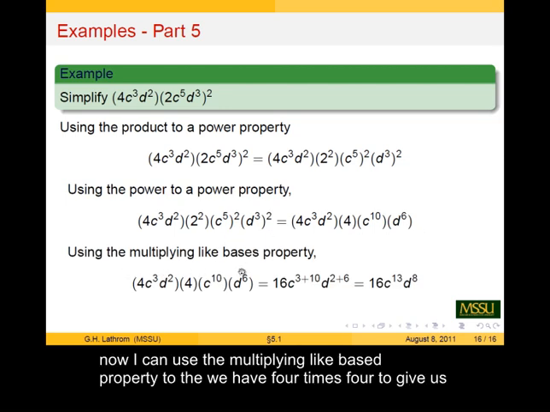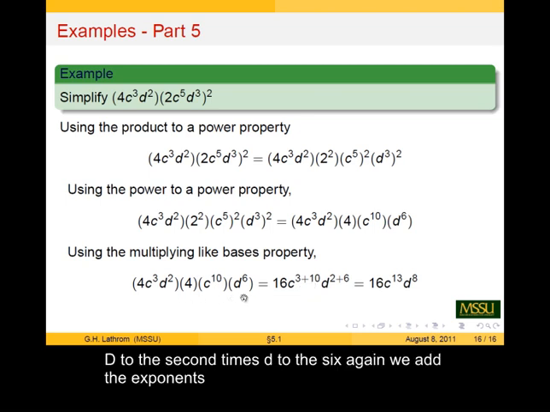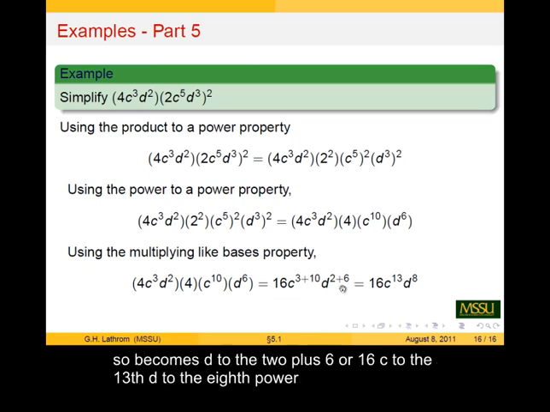Now we can use the multiplying like bases property so that we have 4 times 4 to give us 16. C to the third times c to the tenth, we add the exponents, so that becomes c to the 3 plus 10. D to the second times d to the sixth, again, we add the exponents, so it becomes d to the 2 plus 6, or 16 c to the 13th power d to the 8th power.